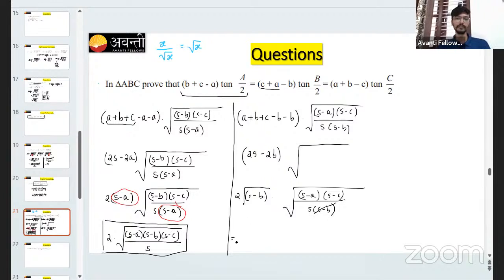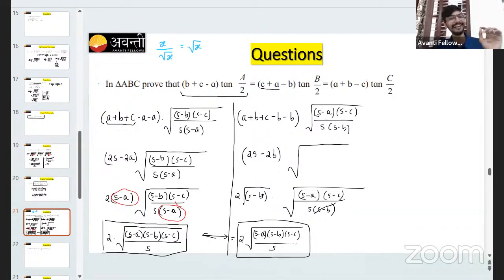So finally what we'll get is the same thing, 2 under root of s minus a into s minus b into s minus c upon s. This is the same as this. Similarly, try the third one, and hence proved, right? In the third one, we just need to do plus c and minus c. So it was a good question.